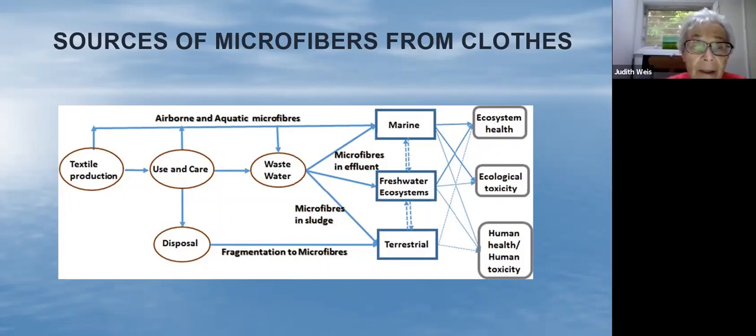And of course, when you get rid of your clothing, and then here's the washing machine issue, and going into the water, and if it's in sludge, it's going into the terrestrial environment. And then we have all sorts of issues about the health of the ecosystem, the toxicity due to the chemicals attached to this, and what it's doing to us. So that's the clothing story.